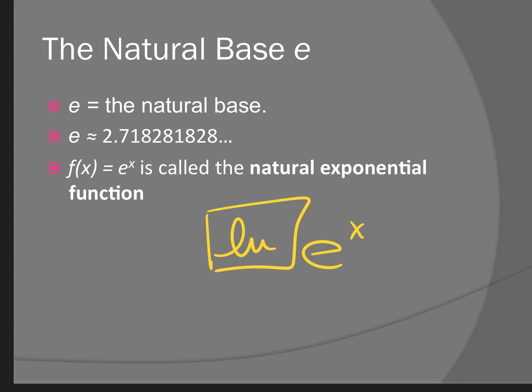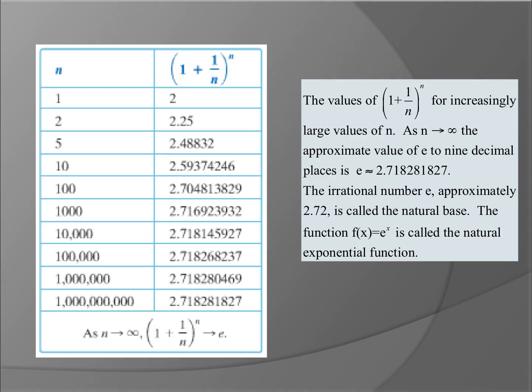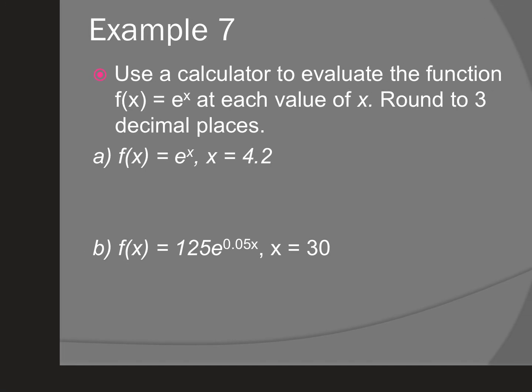But this is a programmed number into your calculator. It's like when you hit pi, it's 3.1415. When you hit e to the x, it's 2.71828. It's an irrational number. So you're going to have problems on WebAssign, not on your quiz, where you have to evaluate e to the x, where you have to plug in. All this is, you hit the e button and this will come up, and then you would just hit 4.2 and you plug it in. Here you would hit 125, then you hit e, and this little caret thing will come up, you hit 0.05 times 30. You might have to put this in parentheses, something like that.